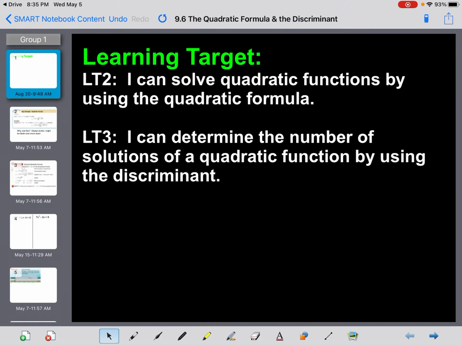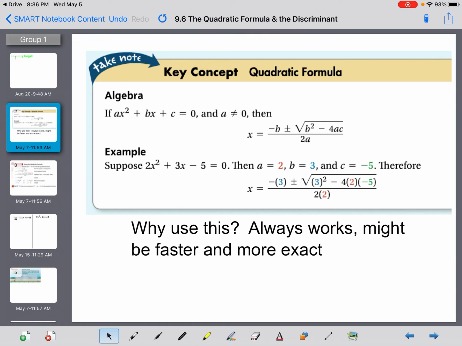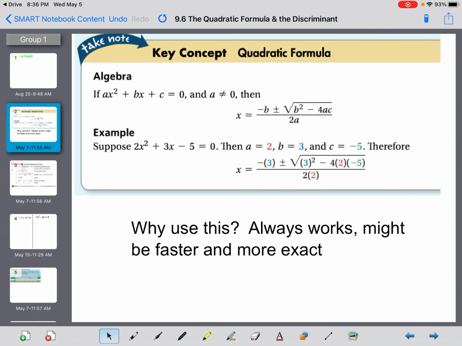Chapter 9, Section 6 is about the quadratic formula and the discriminant. Part 1 is just going to be about the quadratic formula. Part 2 will be about the discriminant. By the end of this lesson, you should be able to solve the quadratic function by using the quadratic formula and determine the number of solutions of a quadratic function by using that discriminant that we'll tell you about in Part 2. But first part is this actual quadratic formula.